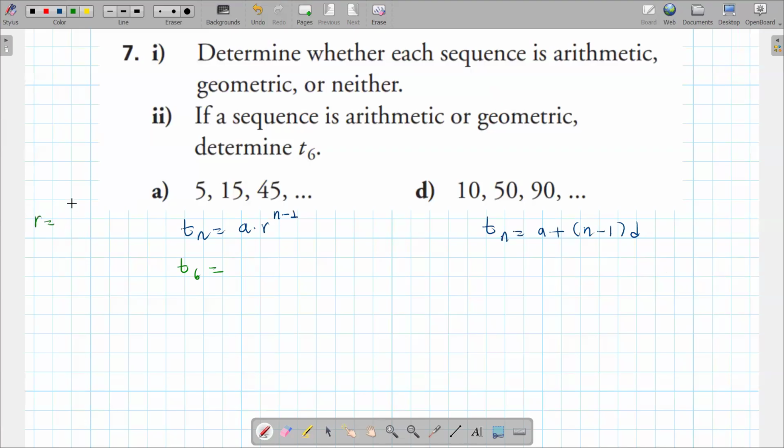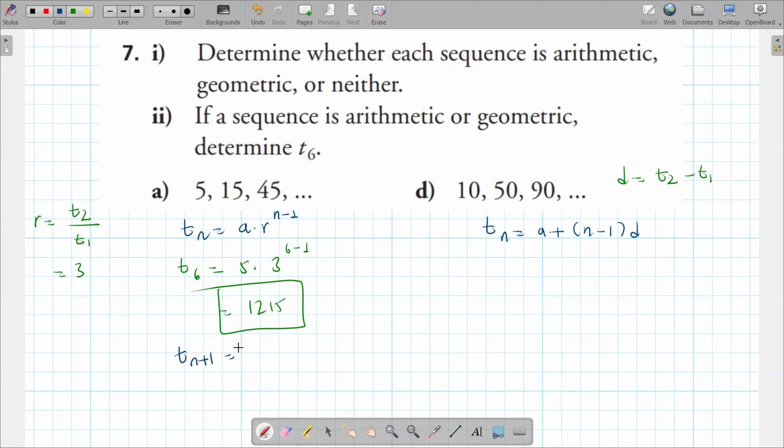R is the common ratio, so it's going to be T2 over T1. I like how here d is T2 minus T1. So here it's going to be 3. So it'll be 5 times 3 to the power of 6 minus 1, right? It's going to be 3 to the power 5 times 5. 1215. There we go. Easy peasy.